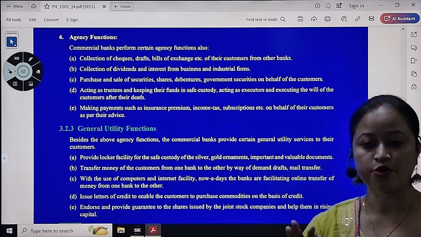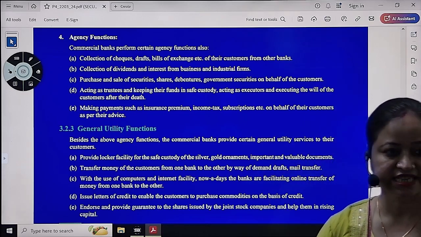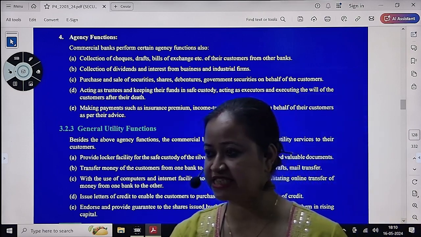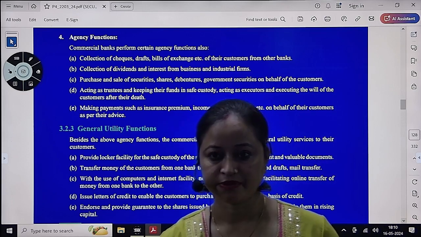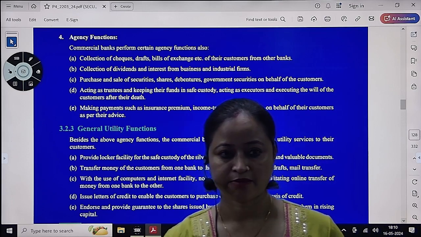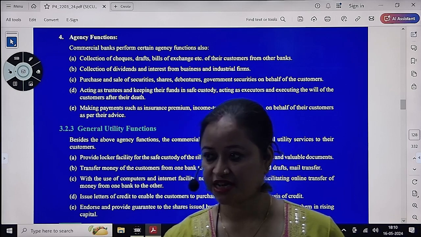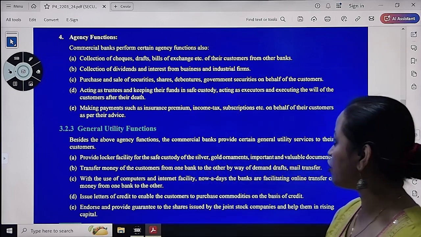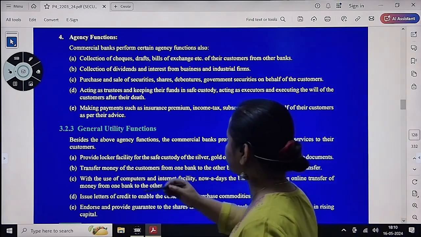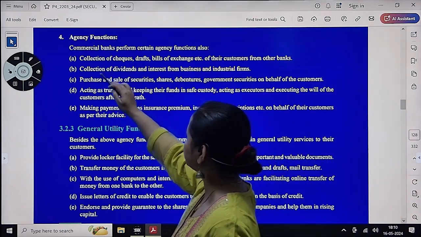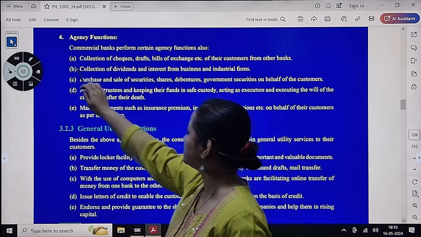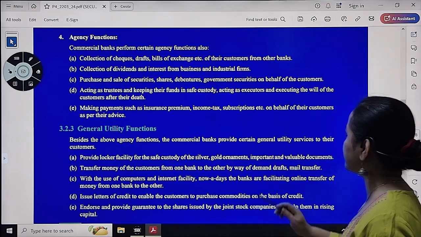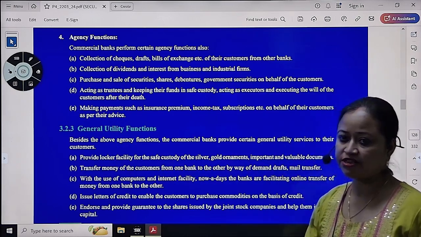Agency means that commercial banks are acting as agents of the customer. That means they are acting as a middleman between the customers and the other firms. So commercial banks are acting as agents for the customer. What are the agency functions that they perform? You can see here point number 1: collection of checks, drafts, bills of exchange, etc. of their customer from other banks.